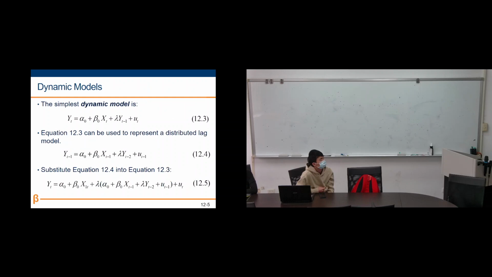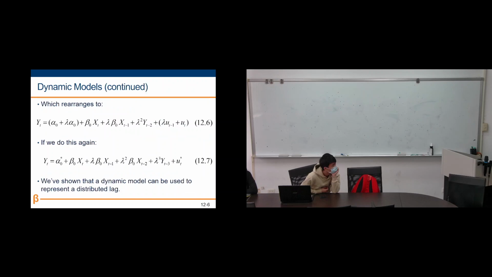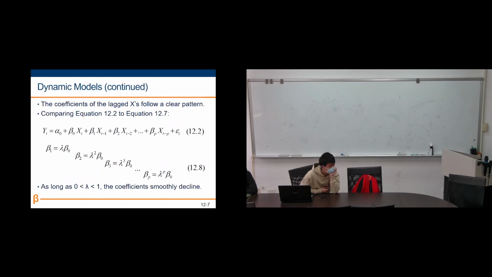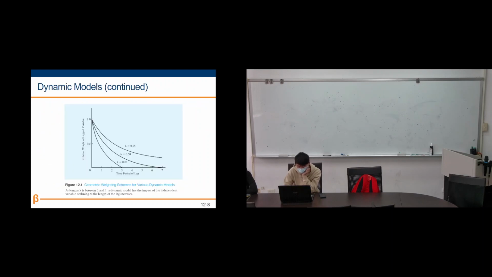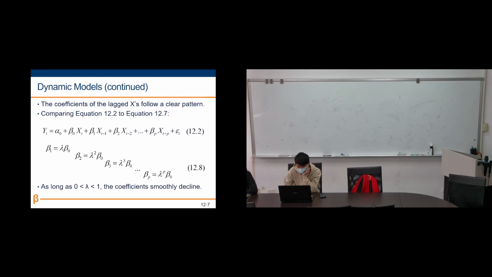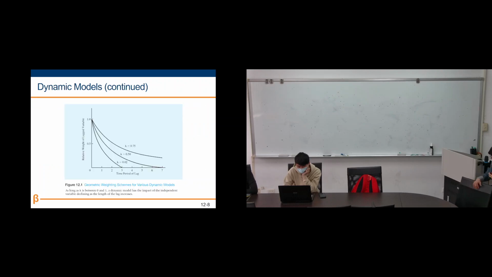Let me see the previous one. This 12.3 is what I started with, which is the dynamic model. 12.3 can be expressed as a distributed lag model, with all the coefficients like this. Is it clear? This is the example we're going to show. Let me write it down here, maybe it's more clear.